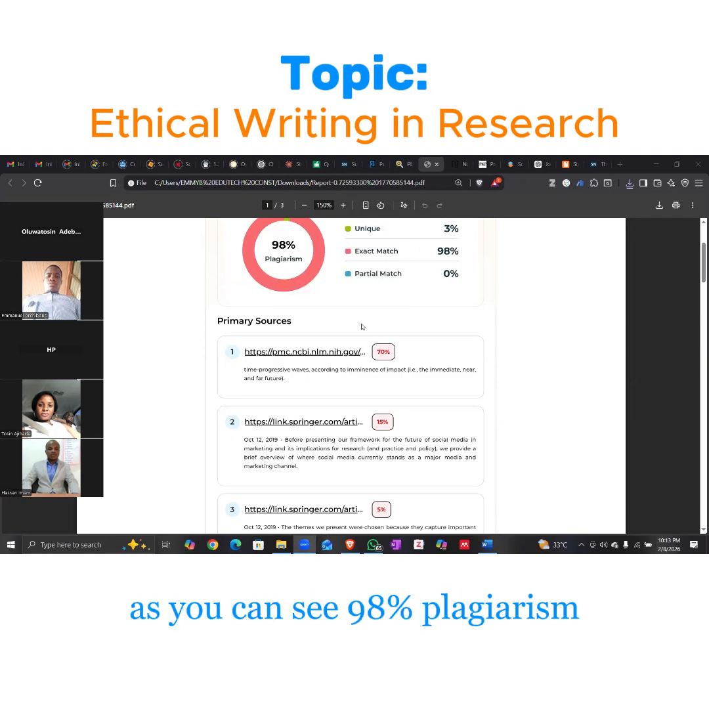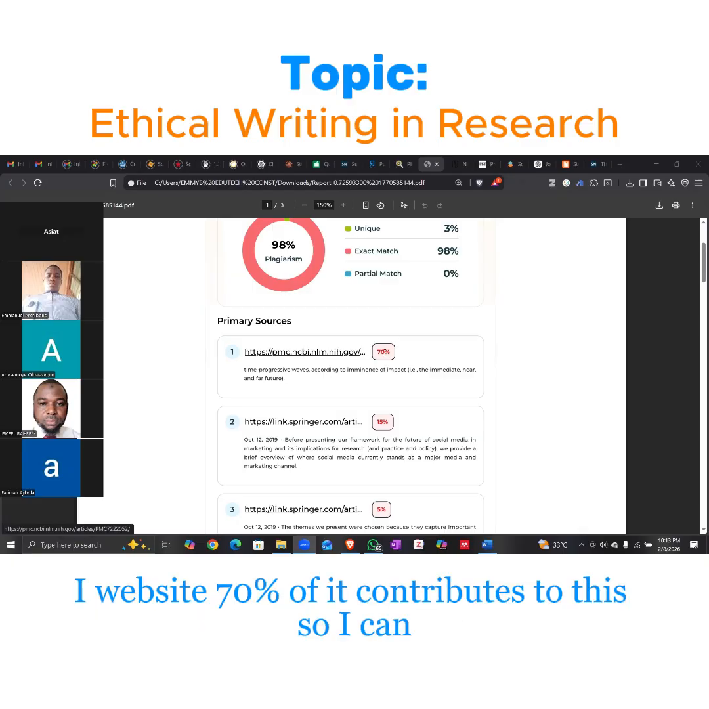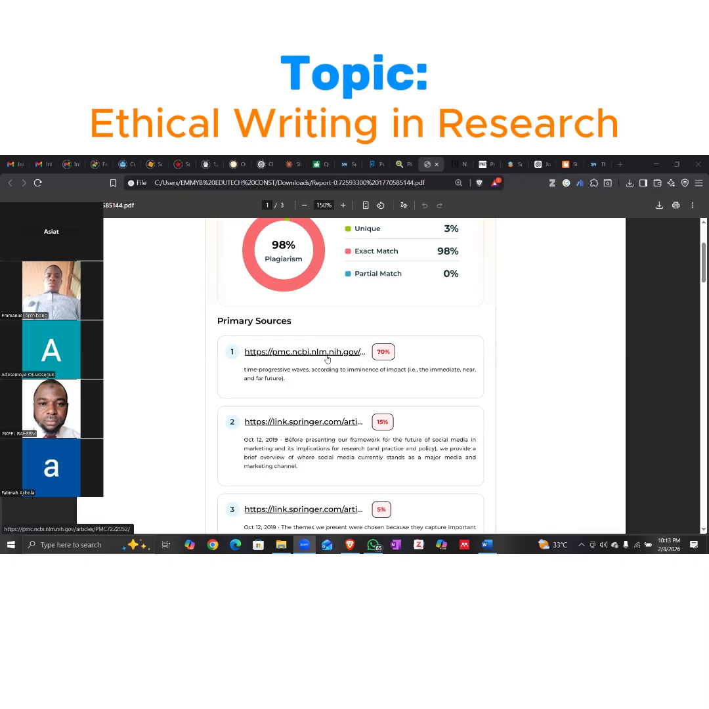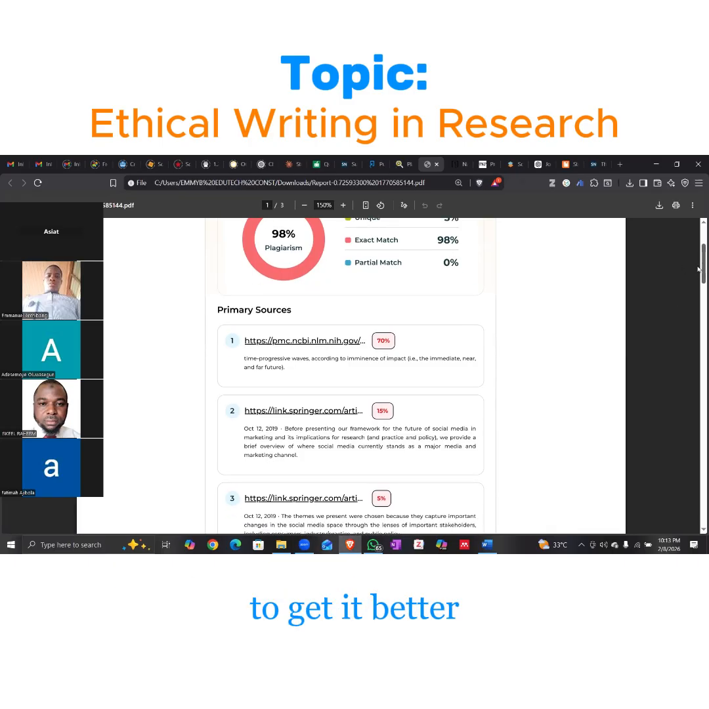As you can see, 98% plagiarism, exact match 98%, partial match 0%. So it's saying that content from the PMC NIH website, 70% of it contributes to this. So I can, okay, I'm trying to see how I can explain this for us to get it better.